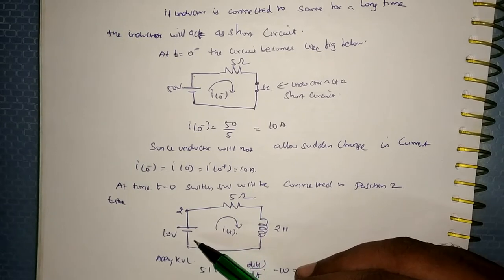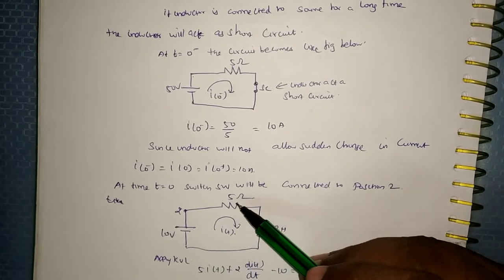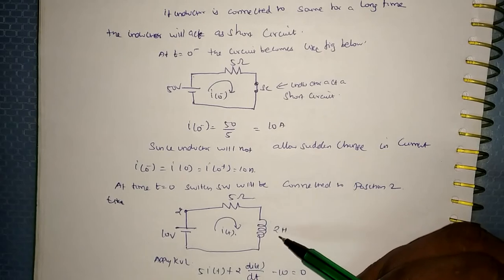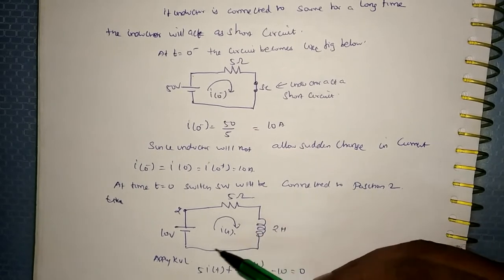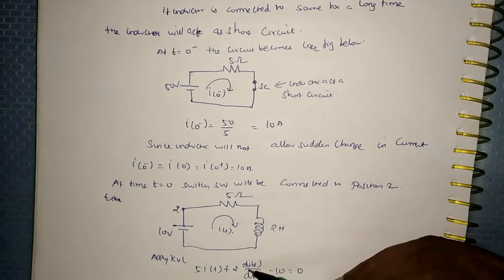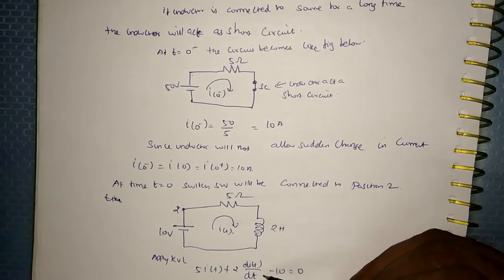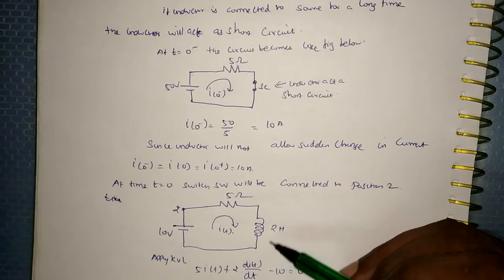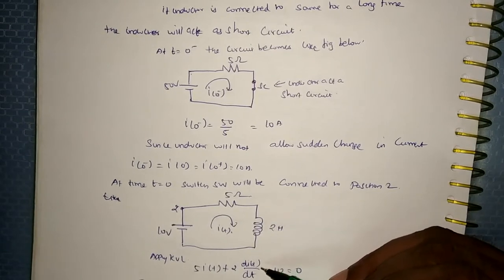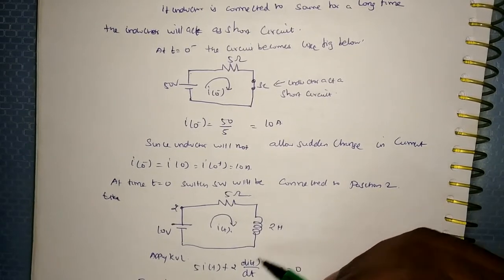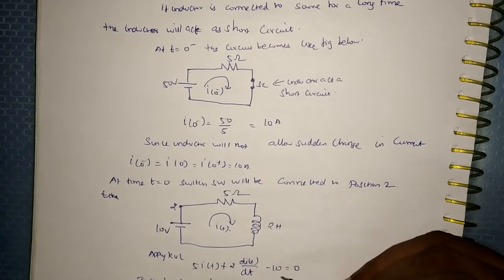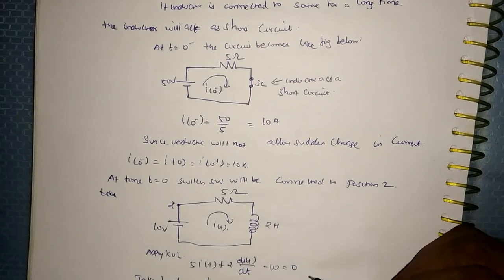We have a 10 volt source instead of the 50 volt source connected to it, and we have 5 ohms and an inductor of 2 Henry. So I'm going to apply KVL for this. I'm going to get 5 I of t plus 2 dI of t by dt minus 10 equal to 0, since the voltage across the inductor is L dI of t by dt.